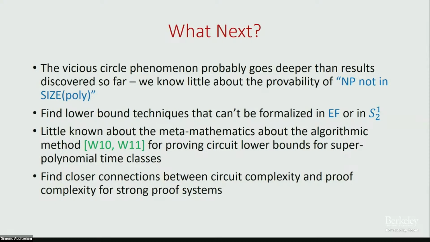And finally, I think it'll be interesting to find closer connections between circuit complexity and proof complexity for strong proof systems, because there are these two major endeavors: trying to prove circuit complexity lower bounds, and trying to prove proof complexity lower bounds, which both seem hard. Maybe you can show that they're essentially the same question.